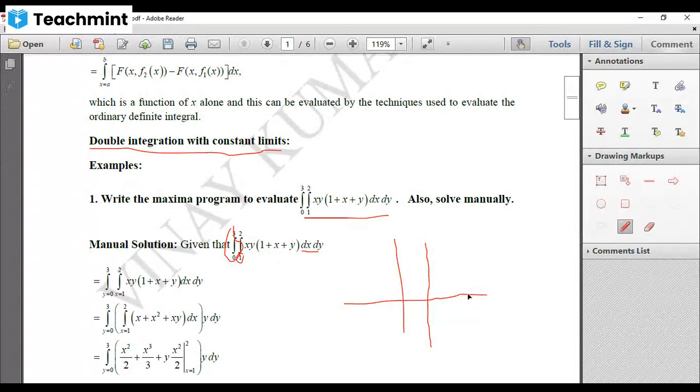From origin, you take a point along the x-axis, 2, and draw a line parallel to the y-axis. This length is 2. So this is your x equal to 1. This is your x equal to 2. Then you draw the line y equal to 0. You know that on the x-axis, y is equal to 0. So this line is your y equal to 0.